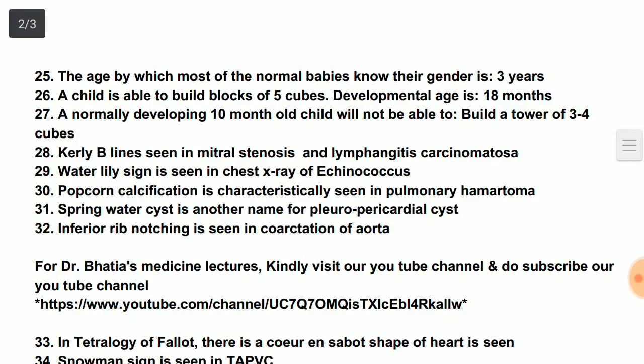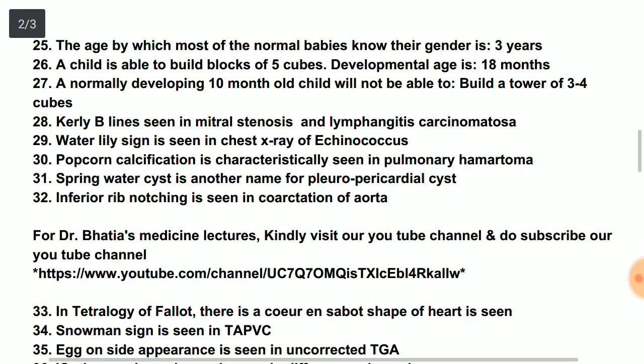The age by which most normal babies know their gender is 3 years. A child is able to build blocks of 5 cubes at the age of 18 months. A normally developing 10-month-old child will not be able to build a tower of 3 to 4 cubes.